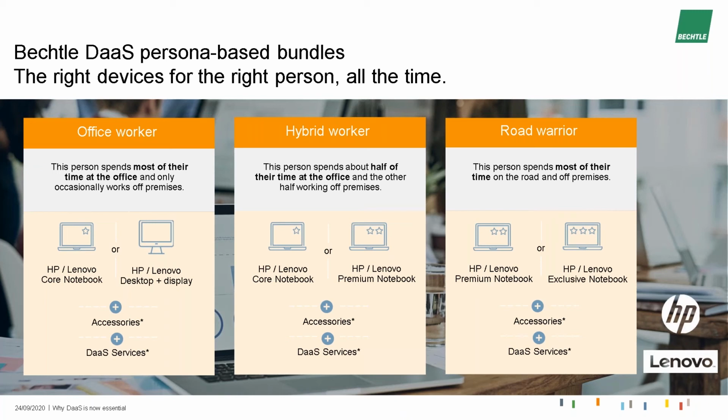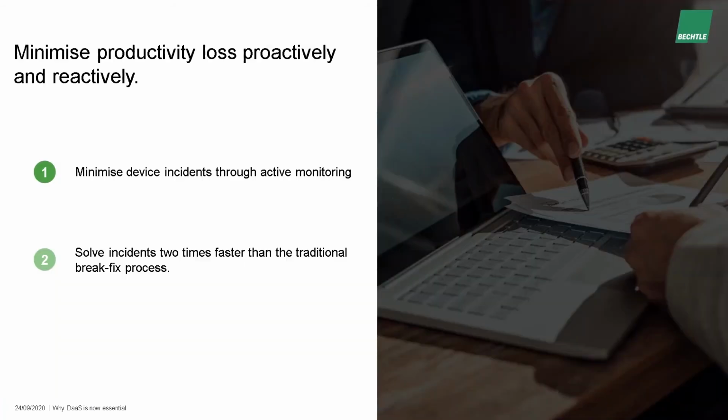We also looked at services, and for them, that was a huge part to help them minimize productivity loss, to help us support them and them to support their end users. So we were able to minimize device incidents through active monitoring, but also through making sure everybody had the right device. And we were able to solve incidents twice as fast than the traditional break fix process because we had the right SLA in place for them.